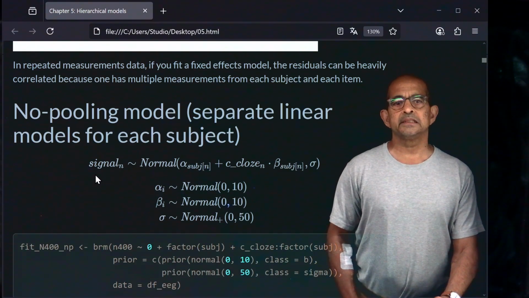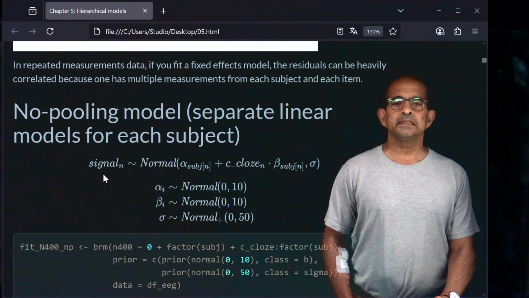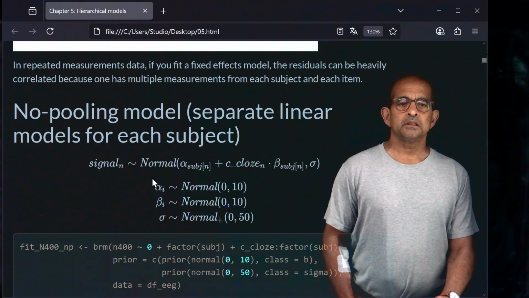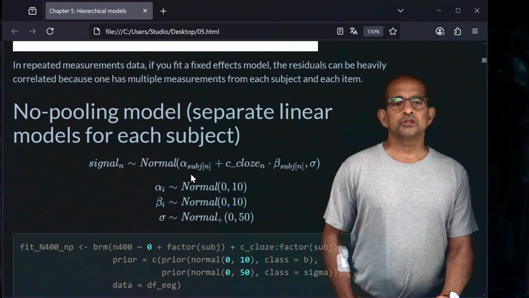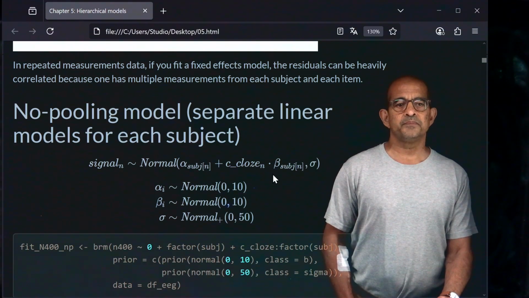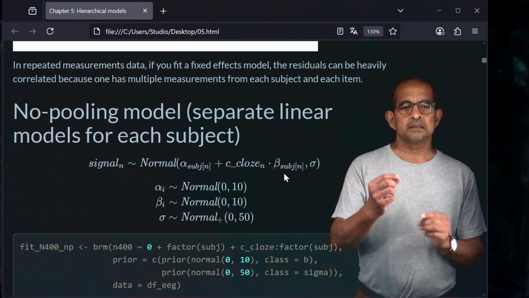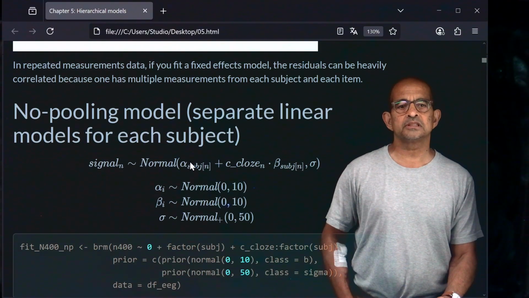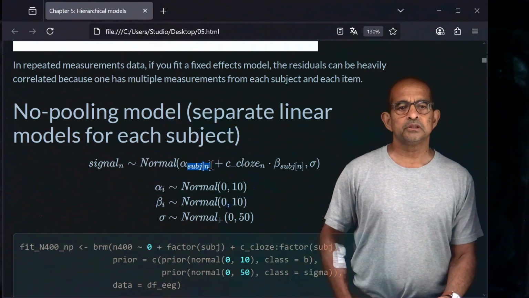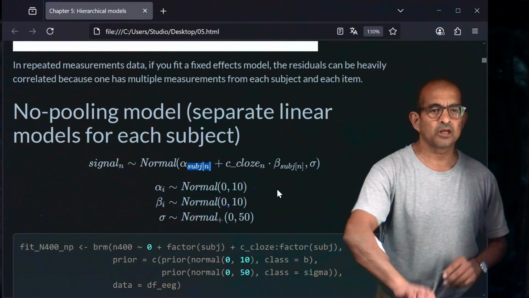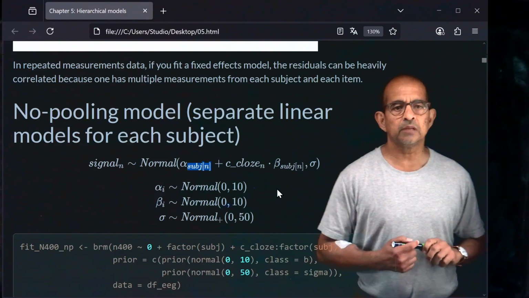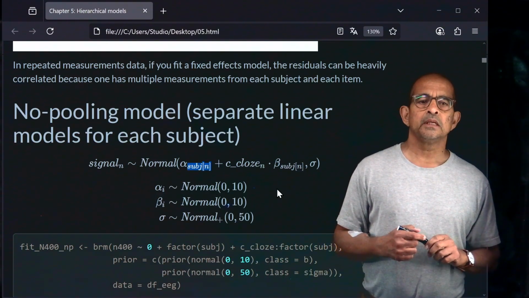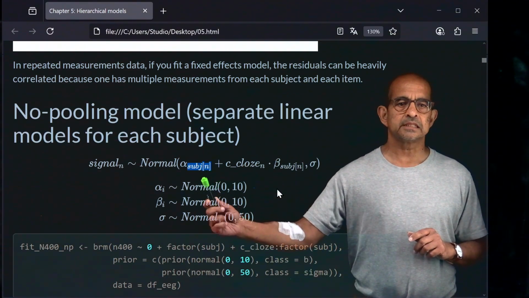What we are writing here is that we are modeling the signal, the dependent variable, as coming from a normal distribution, but what has changed now is that the alpha and beta represent the alpha and beta for each individual subject separately. So this syntax that you're seeing here is something new. We are using Andrew Gelman's terminology here. This is how Andrew Gelman represents individual subjects' data, and it's very important to understand what this syntax actually means.